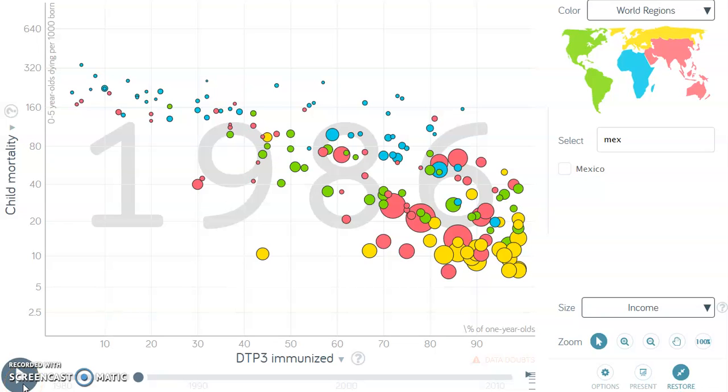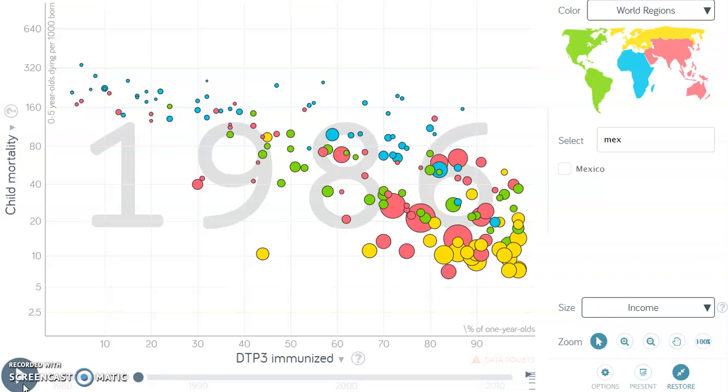Today we're going to look at the relationship between child mortality, or the number of children who die before the age of 5 per 1,000, and vaccination rates. I'm using the diphtheria, tetanus, and pertussis, or DTP3 immunization. It's a good approximation of overall immunization rates.